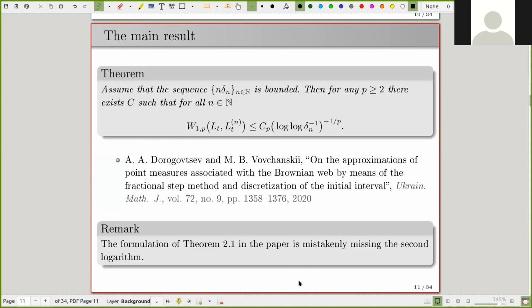This theorem is strange in the sense that we have two logarithms. This is an extremely slow rate. It was published as the first and essentially the main part of this joint paper, 2020. And it's a shame that the formulation of the theorem in this paper is missing the second logarithm. This constant C_p does depend on the function a, on p, and also on some specific parameter which can be fixed. So essentially there is dependence only on a and p.